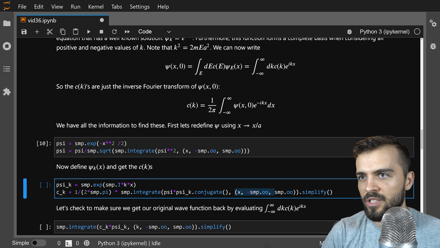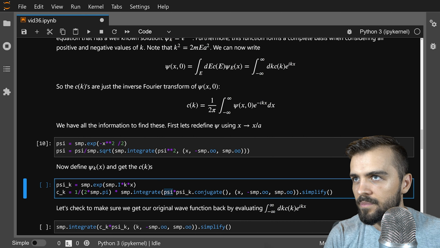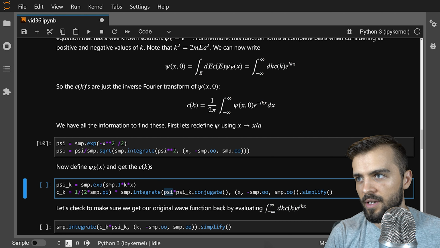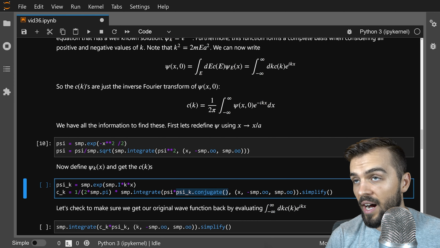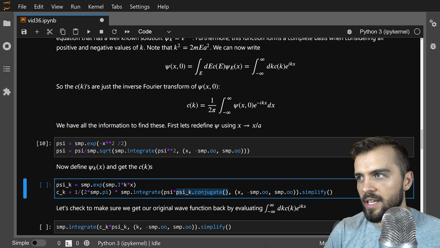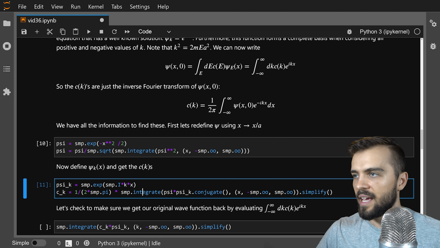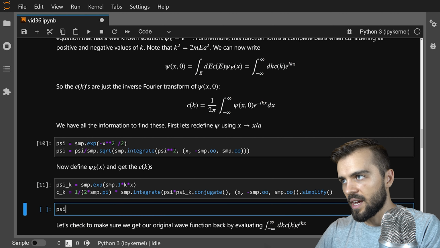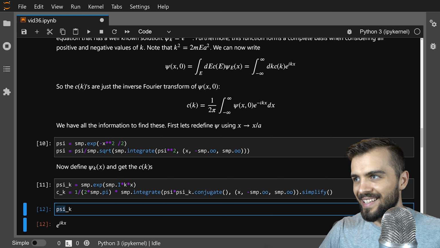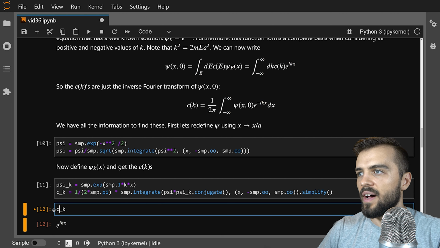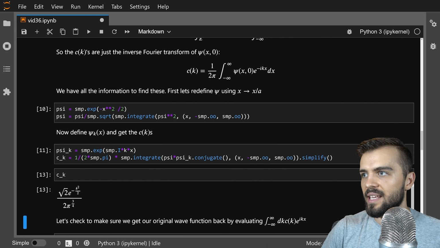Integral from x goes from negative infinity to infinity of psi, which is just psi of x, 0 here. Remember, that's the initial state, times psi k complex conjugate. So psi k is e to the ikx. The conjugate of that is e to the negative ikx, which is what you see in this formula here. And we now have our psi k and our c of k's. So psi k is just what you think. It's e to the ikx. Those are our eigenstates, and our eigenvalues are this here.